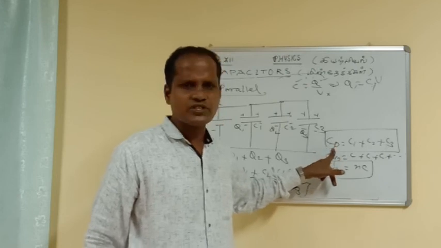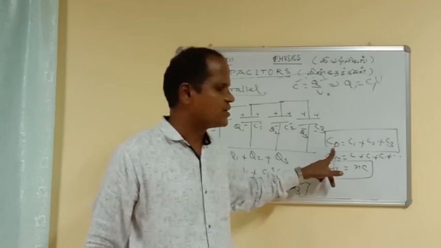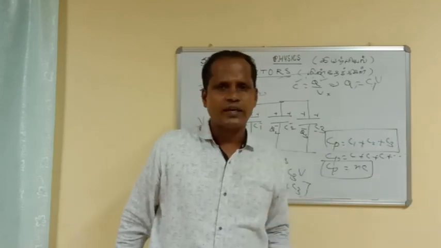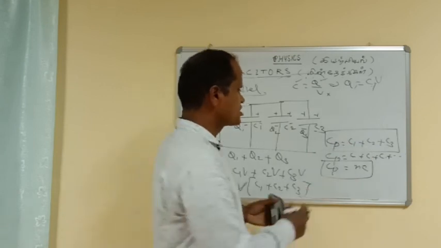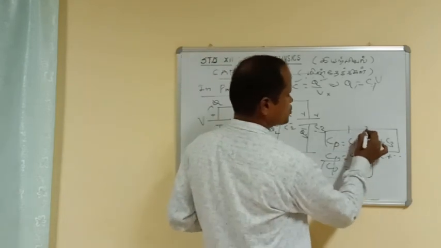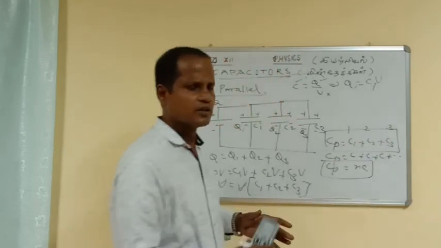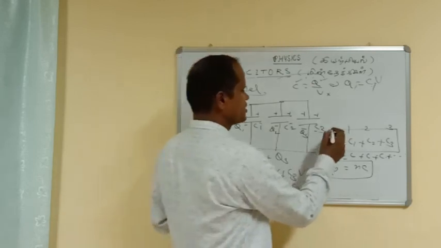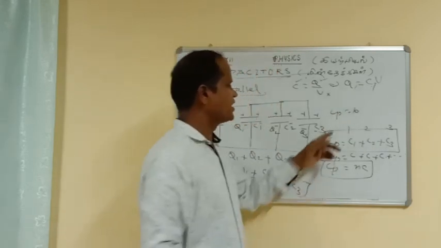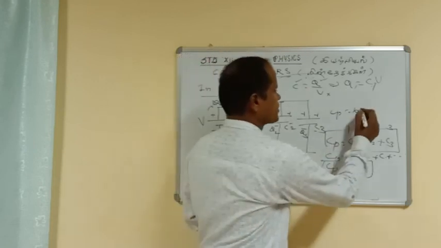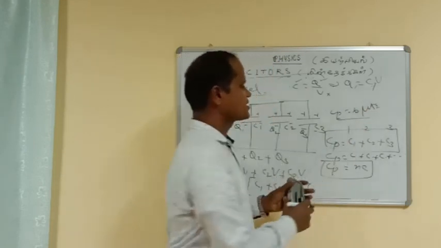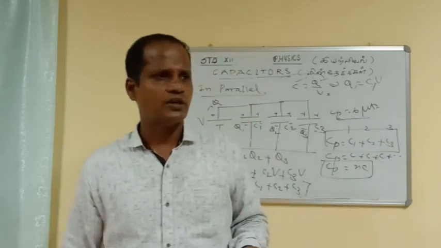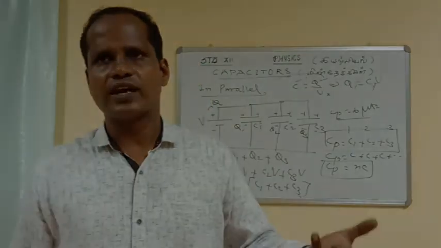Usually the effective capacitance in parallel will be larger than the highest individual capacitance. Suppose this is 1 microfarad, this is 2 microfarad, and this is 3 microfarad. What's the value of Cp? Cp is equal to 6 microfarad. So this effective capacitance is higher than the highest individual capacitance. So this is about capacitors in series and parallel.